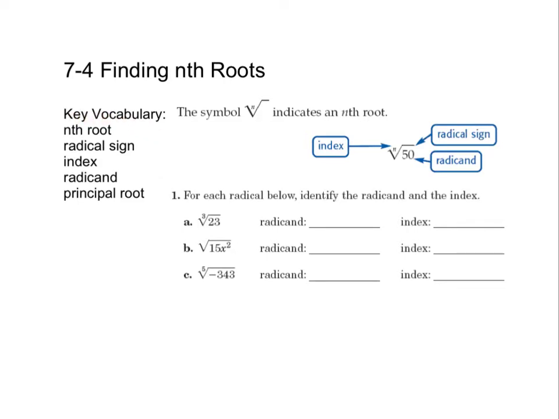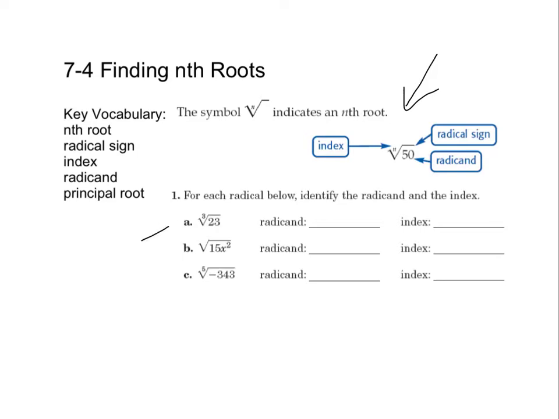Make sure that by the end of this lesson you know the vocabulary, or if you're still confused, that you write it down and ask about it tomorrow in class. Over here, you can see an example of where everything is. The index tells you what root we're looking for. The radical sign just shows you that it's a radical, and the radicand is the thing underneath it.